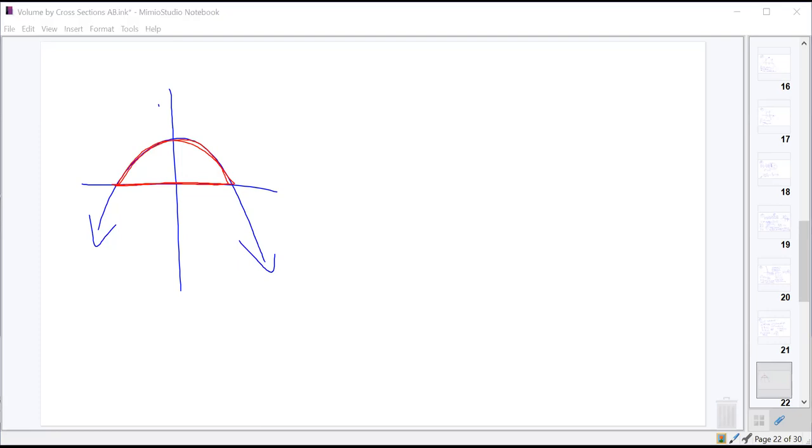So, perpendicular to the y-axis. Oh, that's a really bad looking square. Pretend that was a square. It looks good. Okay, those are squares, right? So good with that? Yeah.